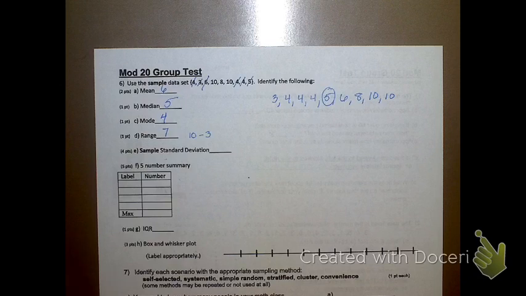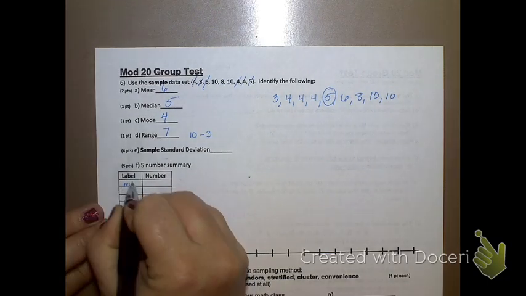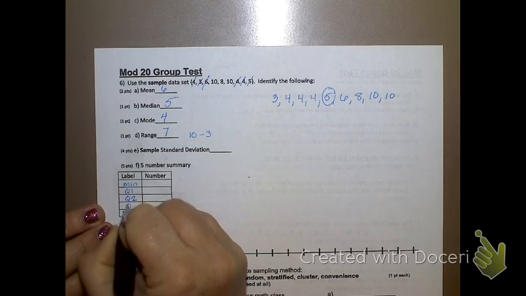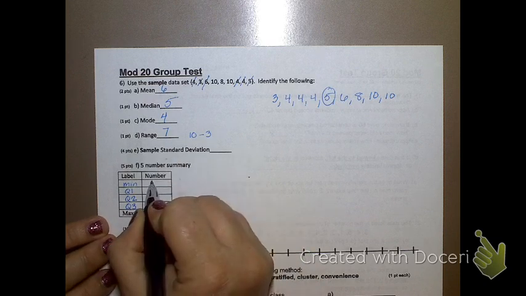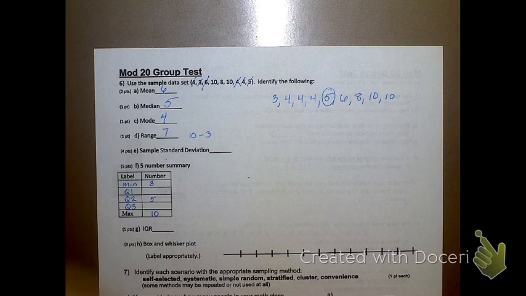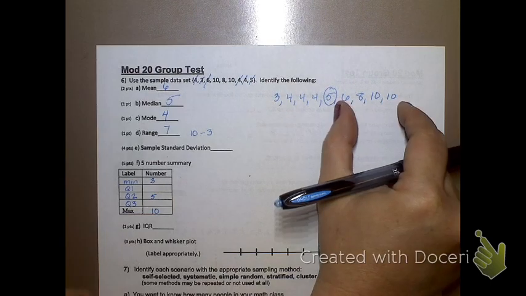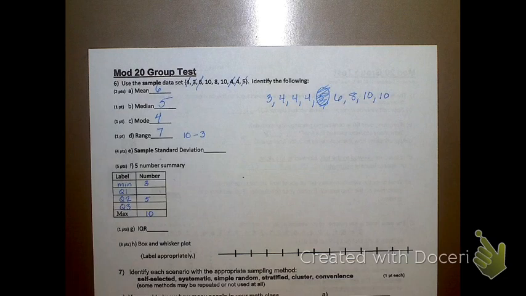Sample standard deviation. I'm going to come back to that. Right now I'm going to do the box and whisker plot and the 5-number summary, all that good stuff. So I have my minimum, quartile 1, quartile 2, quartile 3. What is the minimum? 3. Q2 is 5, because that was my median, right? Now, do I use the 5 with the left side or the right side? No. Neither. Drop it off your list.